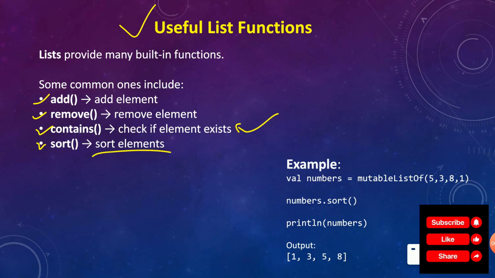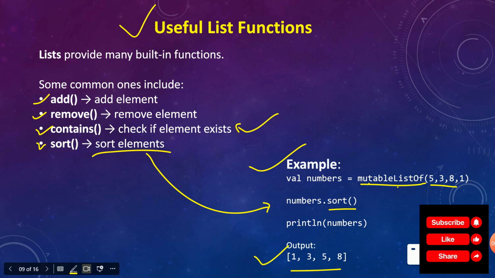We can also sort the elements. If you want to sort the elements of a list, you can use the sort function. For example, you can see here numbers equal to mutableListOf 5, 3, 8, 1. These are mixed elements, not sorted, right? So we can sort by using numbers.sort, and in the output window you can see 1, 3, 5, 8 as the sorted elements.